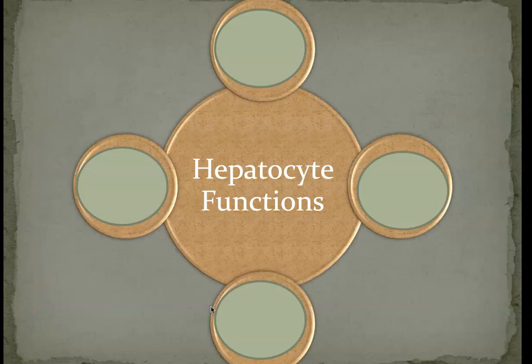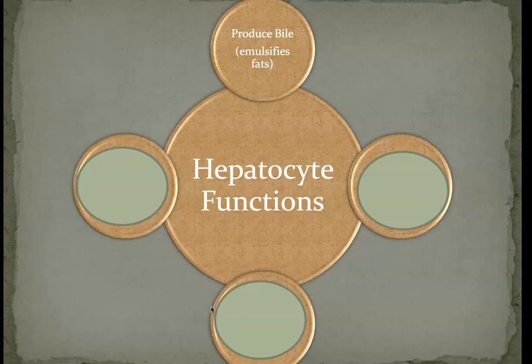So what do hepatocytes do? They produce bile, which emulsifies fat. We've talked about this before. This is an example of mechanical digestion. The bile is produced by the liver, stored in the gallbladder. When the stomach squirts that little bit of chyme into the small intestine, and fat is present, then the gallbladder will secrete bile into the small intestine, and that will emulsify fat.